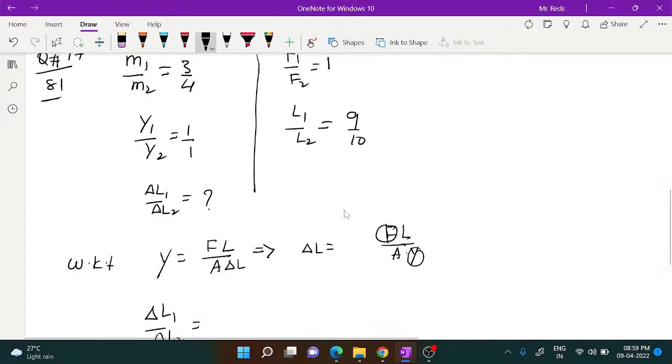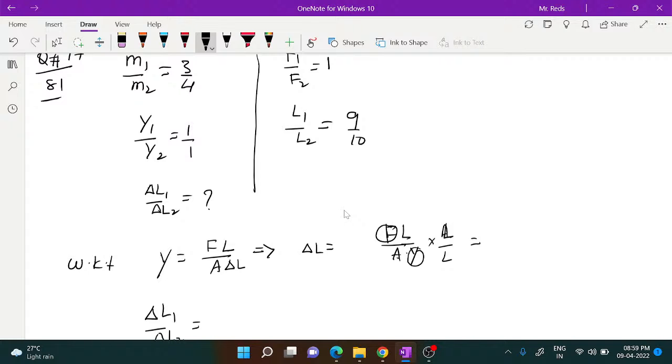Provided masses are in this ratio, they have given a mass ratio. But how to express the masses? Area is not given, mass is given. We have to think how to express area in terms of mass. Let us multiply both numerator and denominator by L, L by L. Why? Because to express mass, we need volume. Density is mass by volume, so volume is equal to mass by density. So how can you express area in terms of mass?